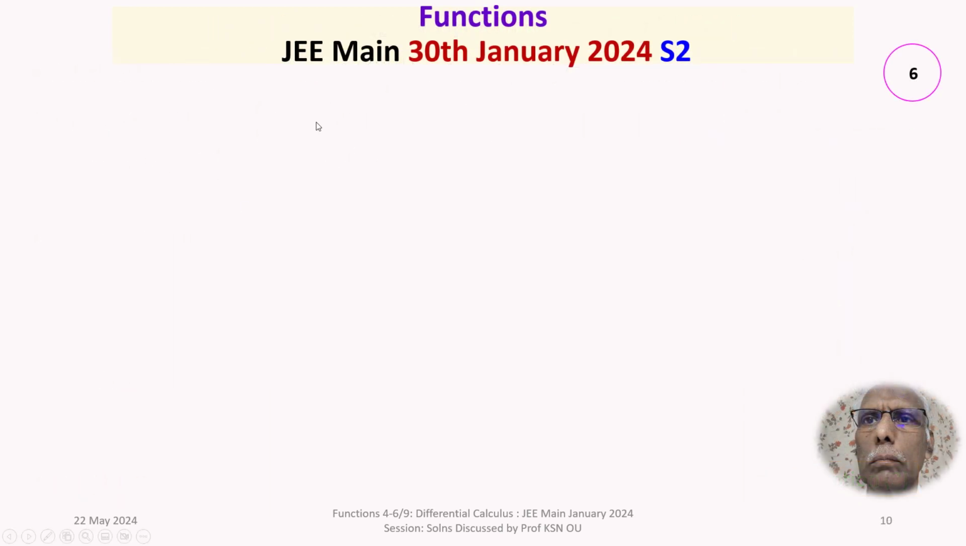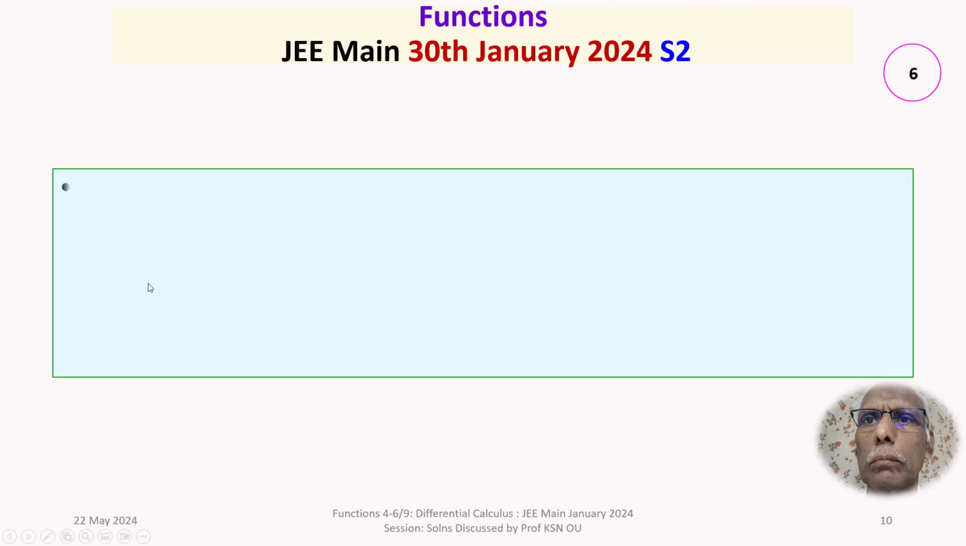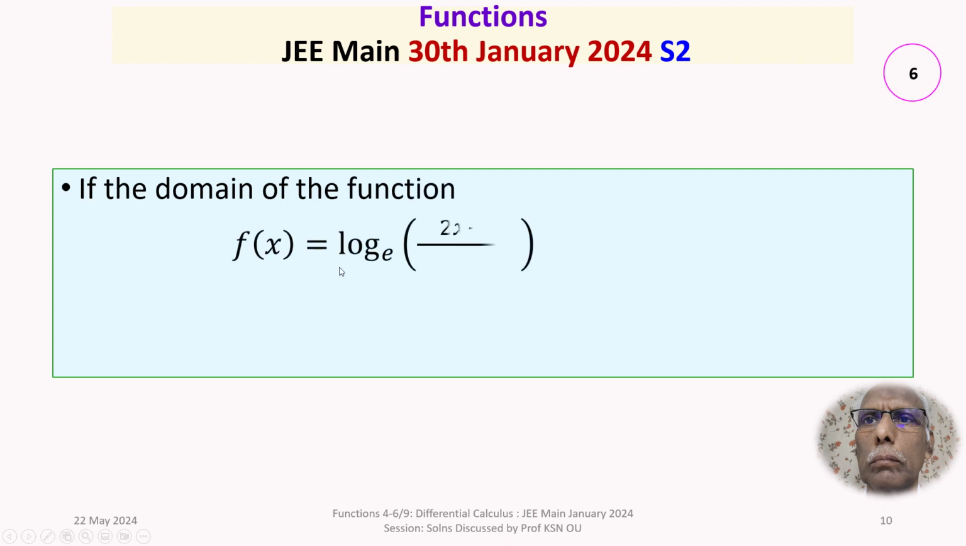This question has appeared in the JEE Main exam held on 30th January 2024 in the second shift. The given question is, if the domain of the function f(x) is equal to log to the base e of the quotient (2x plus 3) by (4x square plus x minus 3), plus cos inverse of (2x minus 1) by (x plus 2).